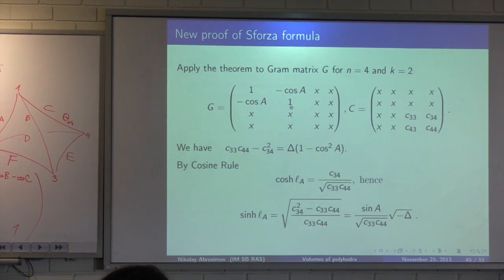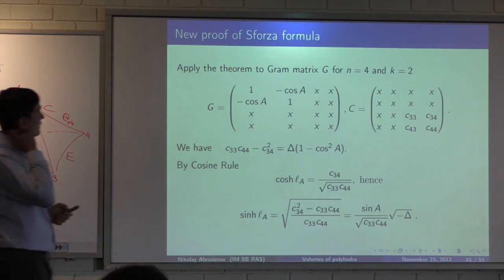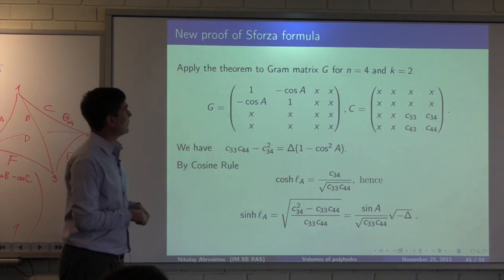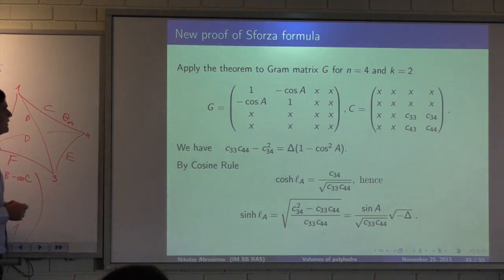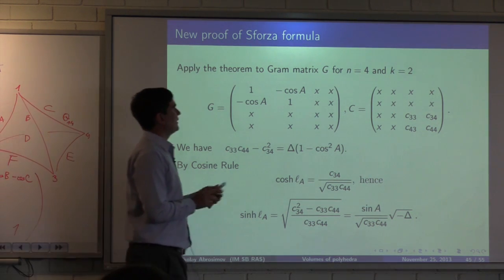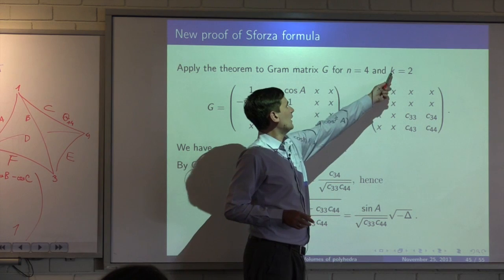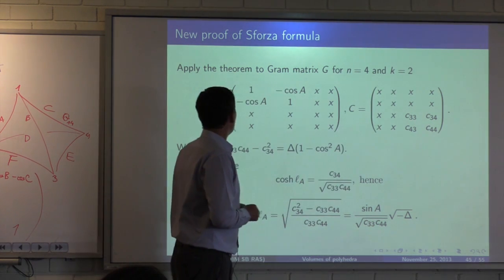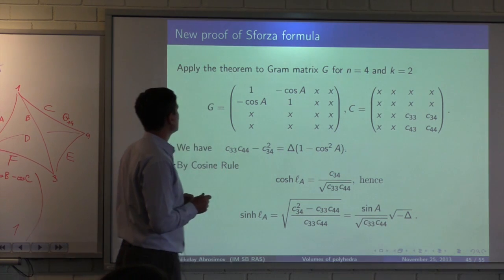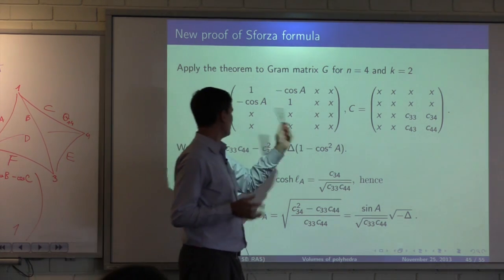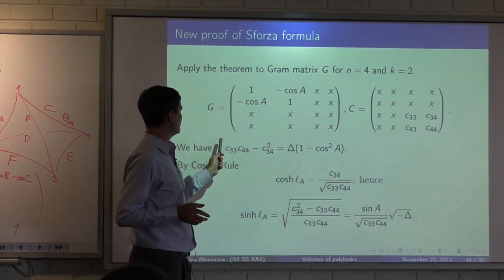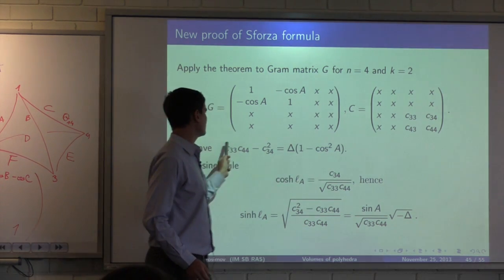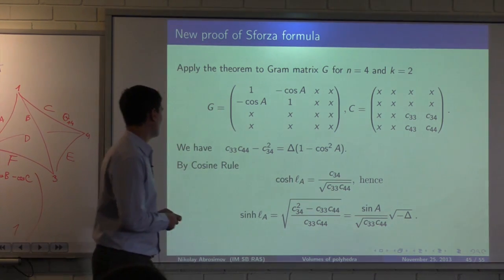So, just 2 minutes more. So we applied the Jacobi relation for the Gram matrix of a hyperbolic tetrahedron, since that the n is just 4, and we applied it for the case when k is equal to 2. In this case, what we get from the Jacobi relation is this equation.